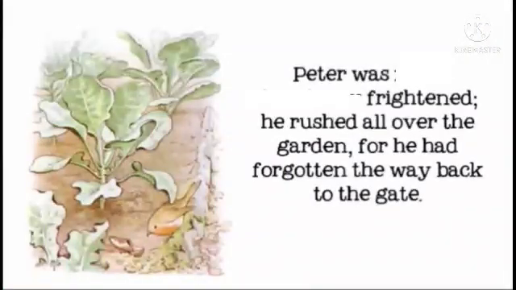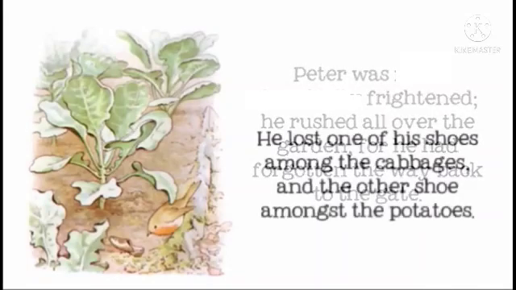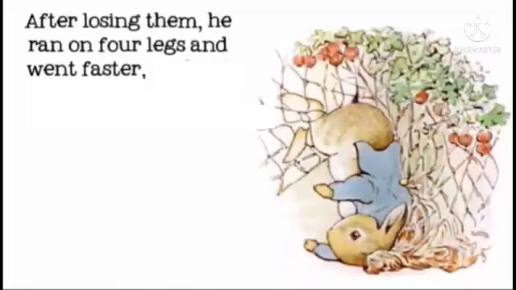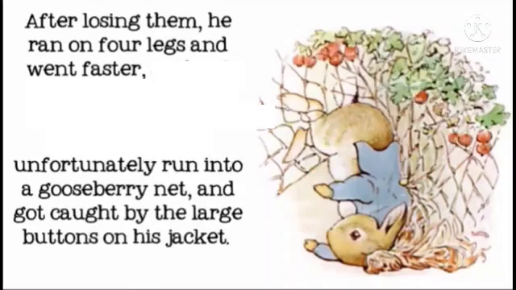Peter was frightened. He rushed all over the garden, for he had forgotten the way back to the gate. He lost one of his shoes among the cabbages and the other shoe amongst the potatoes. After losing them, he ran on 4 legs and went fast. Unfortunately, he ran into a gooseberry net and got caught by the large buttons on his jacket.